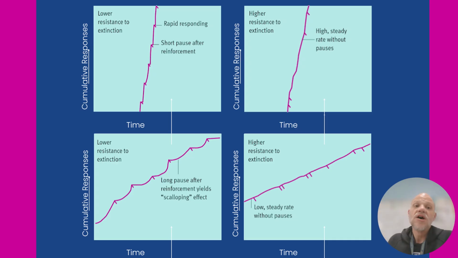So it shows that with fixed interval, you have a speeding up of response rate right before the reward, and then right after the reward, you have a long pause where they're not exhibiting the behavior before they begin again, right? So you have that scalloping effect.